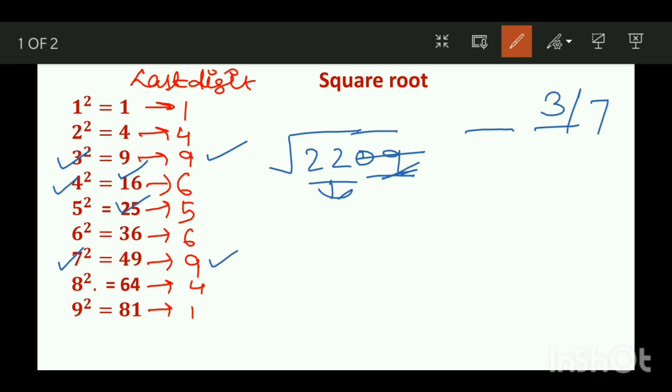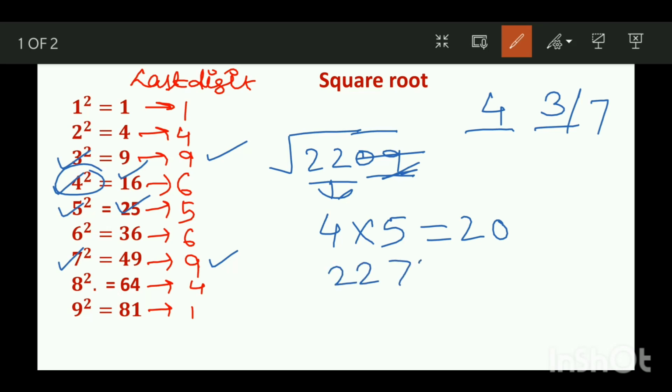Means between 4 square and 5 square. So we will choose the smallest number, means 4. I have told before that we will always choose the smallest number. Next, what to do? For 3 and 7, we have to compare this 22 with the product of 4 and the next digit, which is 5. Okay, this is 20. So since 22 is greater than 20, we will choose the greater number. So 47 would be the square root of 2209.